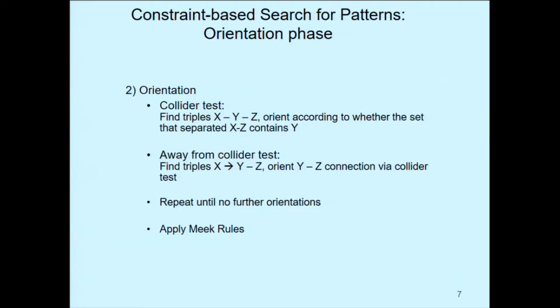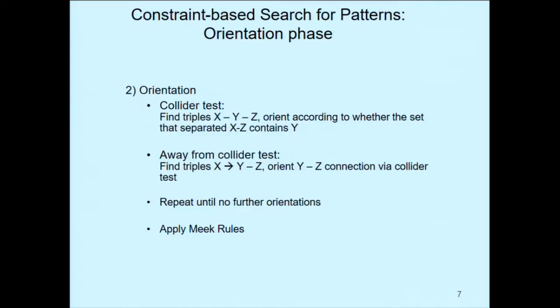Okay, so now we finished the adjacency phase. Now it's like, what do we do in the orientation phase? How do we orient these things? Well, the first thing we do is called the collider test. We first look for triples, x, y, z, so that we have x adjacent to y, y adjacent to z, but x and z not adjacent.